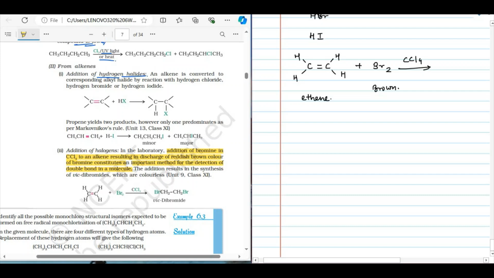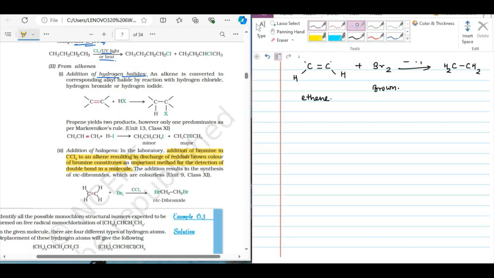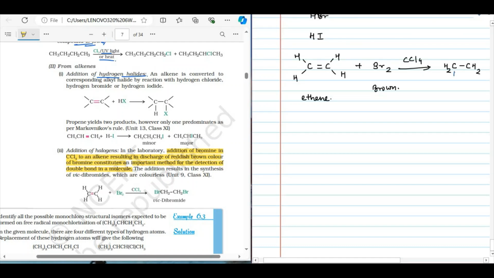So as a result of it, C single bond C, here CH2, here is CH2. Now bromine gets attached to both the carbons. When it gets attached to both the carbons, the color of bromine gets discharged. So that's why this reaction can be used for the detection of unsaturation, detection of unsaturation in the molecule.